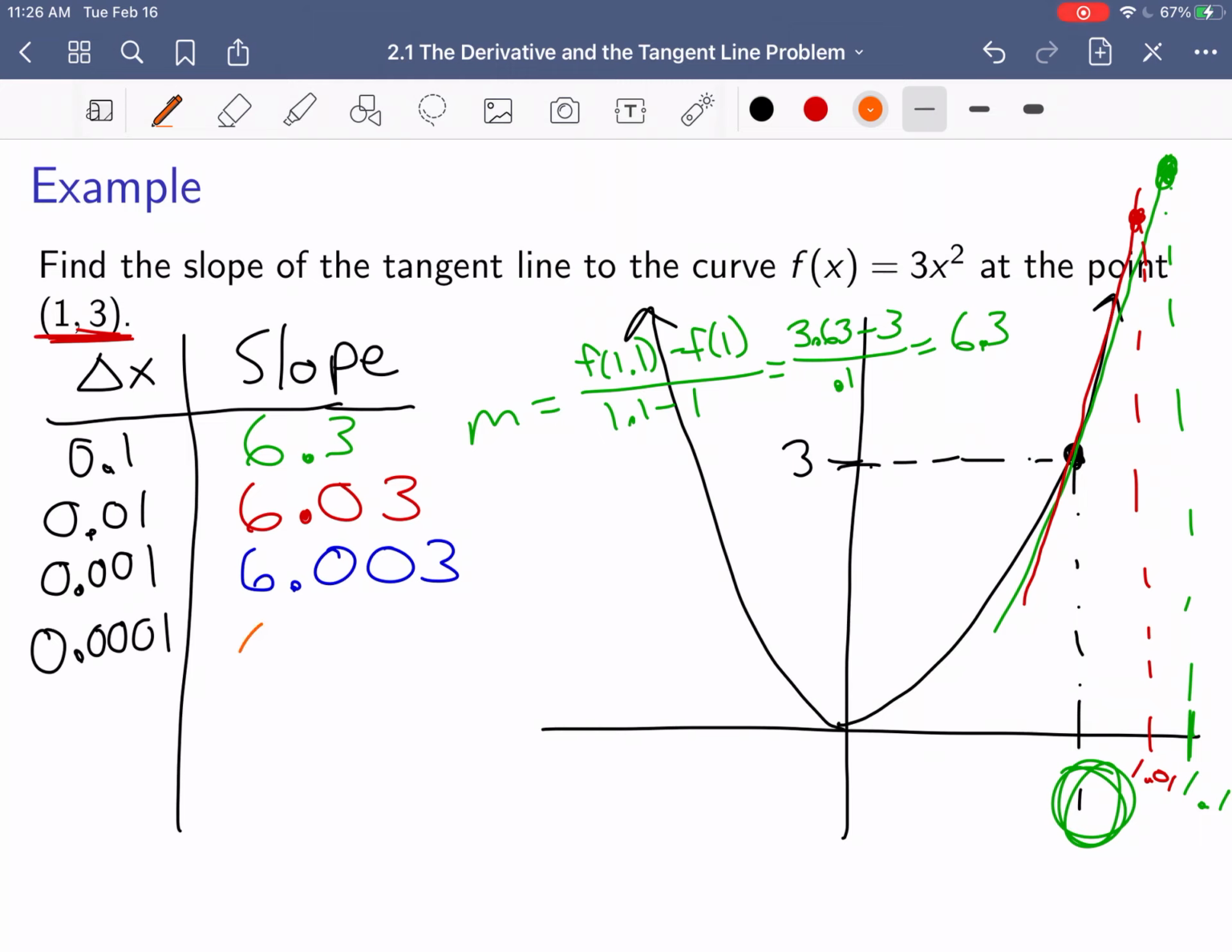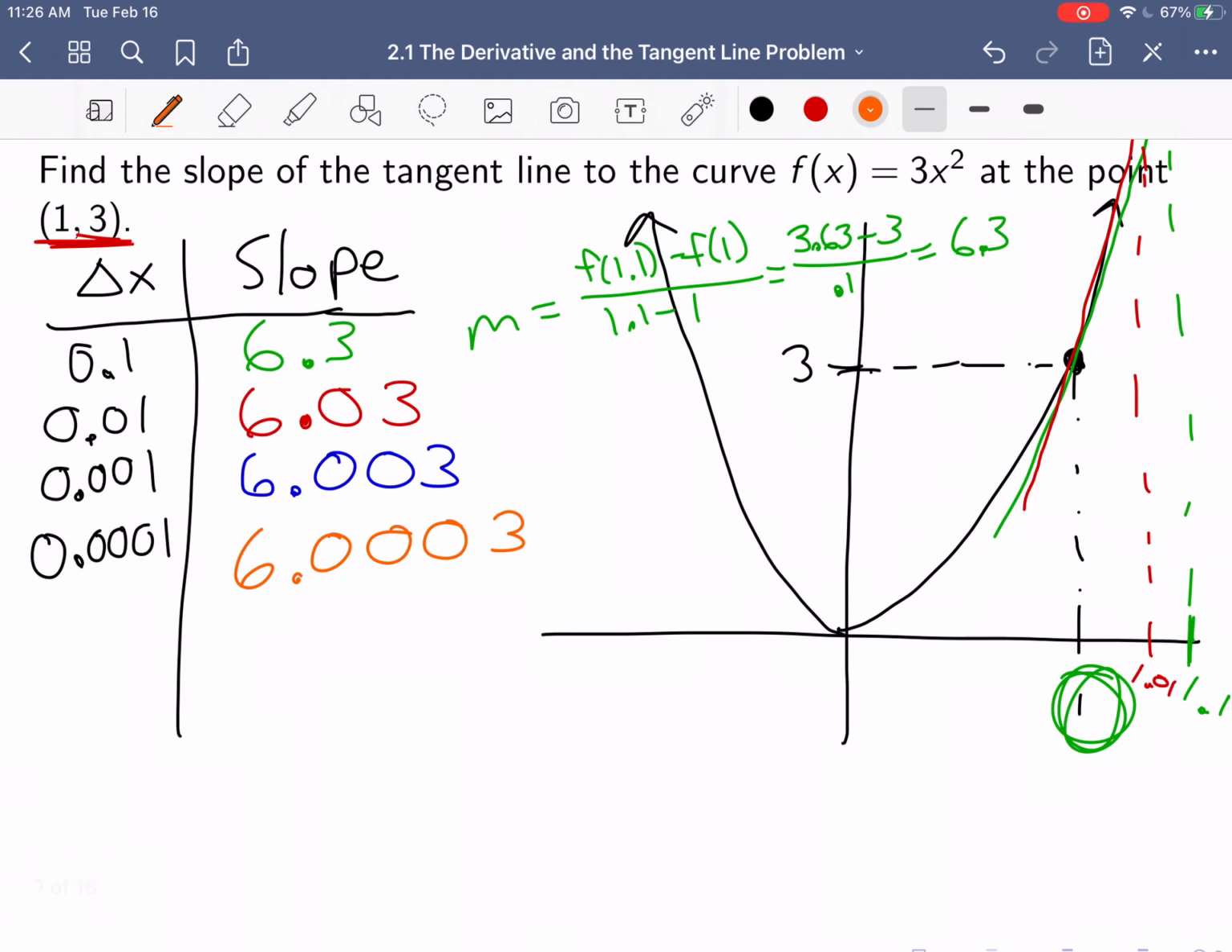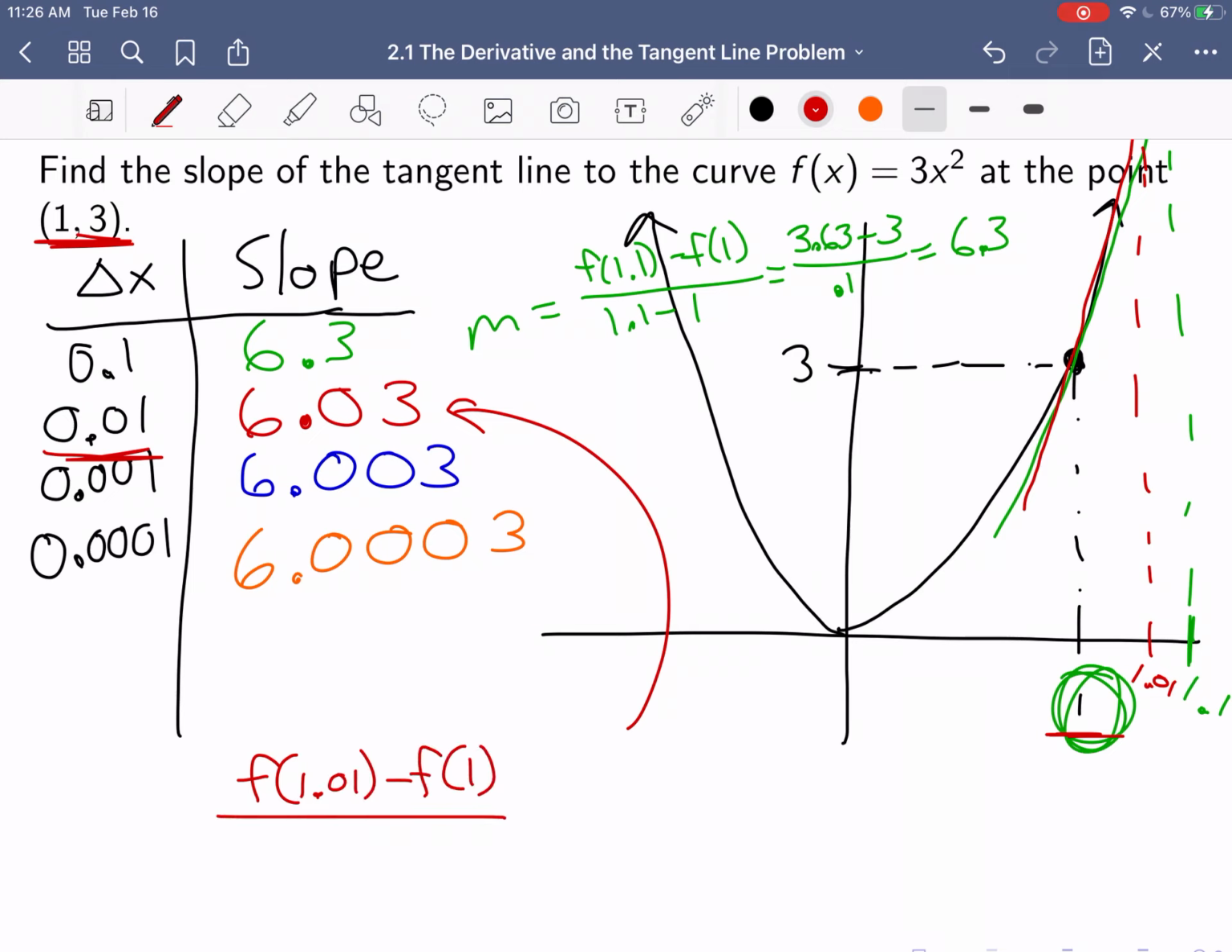And then if we continue again, we get 6.0003. So let's write out the work for this second one. So how do we come up with that slope? We have our function value at 1.01, 1 plus 0.01, so 1.01, minus the function value at 1, over 1.01 minus 1, so just divided by that value of delta x.